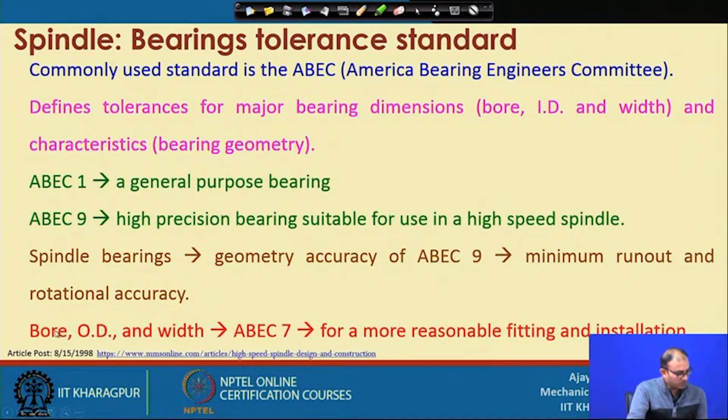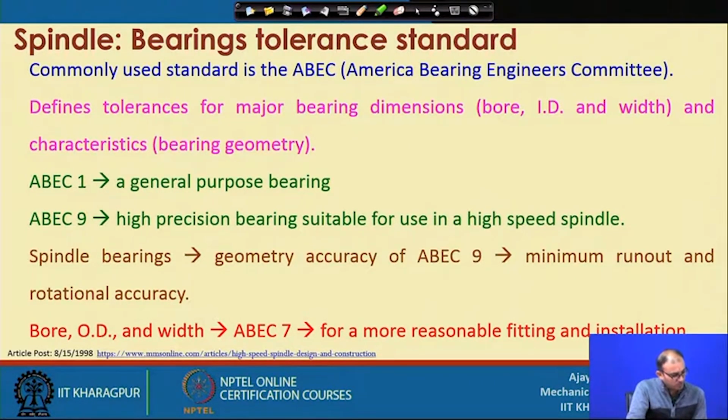But when we are talking about the bore ID and width, it is better to go a little bit on the lower side, not the higher side, because we have to fit this in one particular dimension. If you go with ABEC 9 here also, your dimensions are extremely tight. If dimensions are very stringently controlled, then when you are putting it in the housing, the housing should also have been machined to ABEC 9. So, it adds more tightness, and you do not have so much flexibility in terms of fitting and installation.